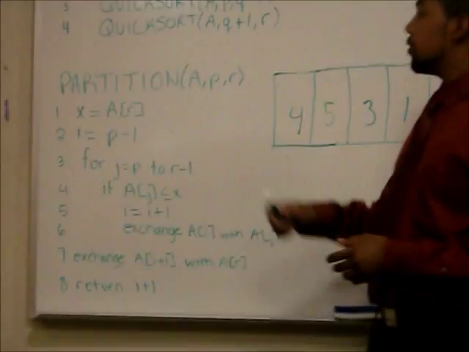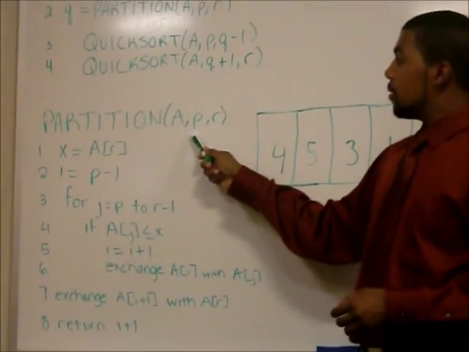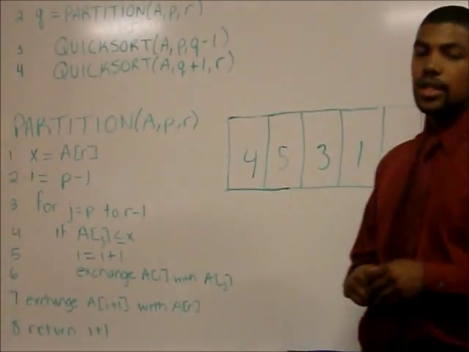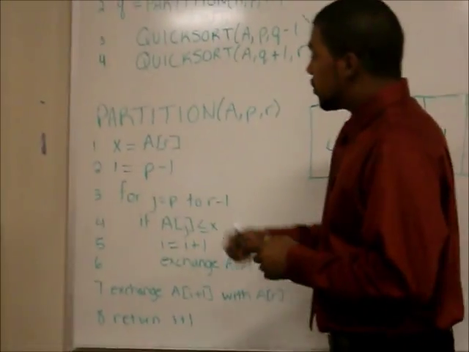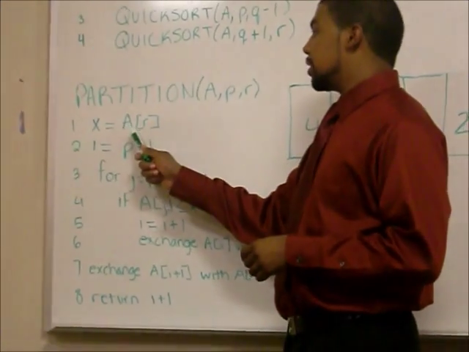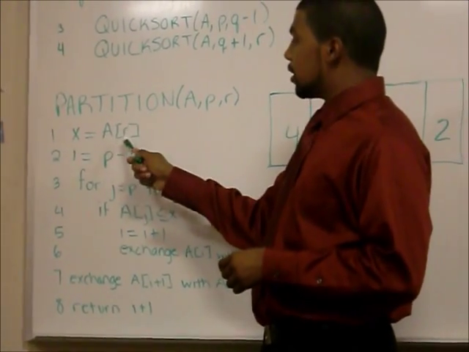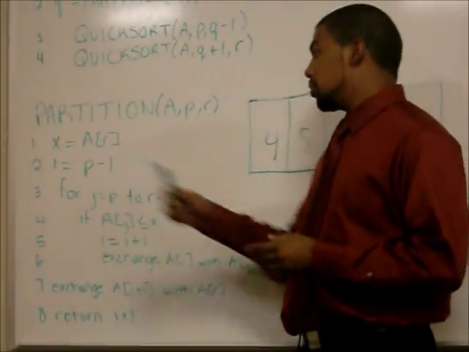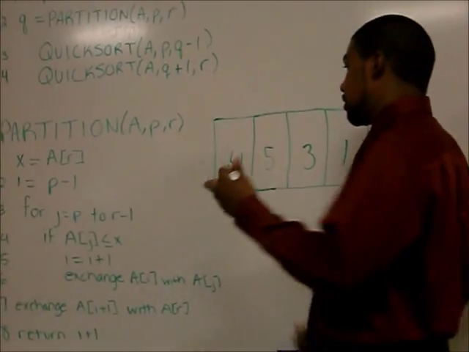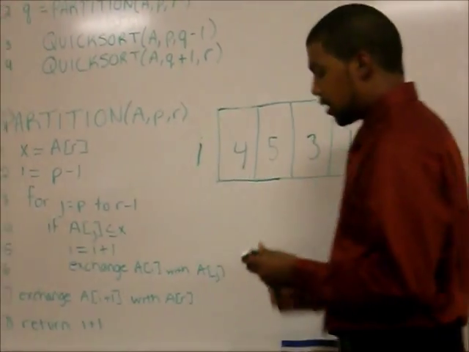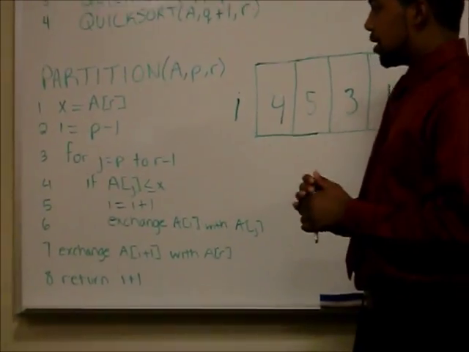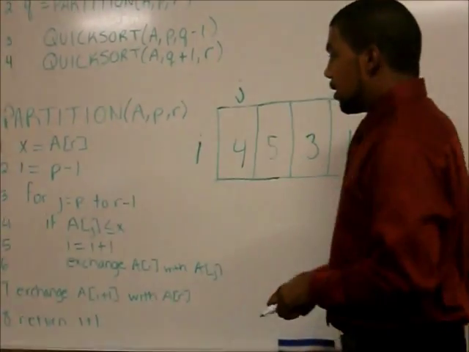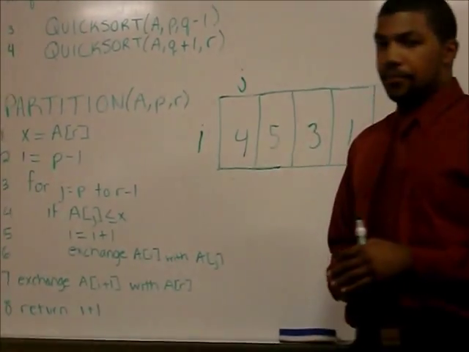In the partition method, you will pass the array, P, and R. P acts as the first position of the array, R acts as the last position of the array. You start with a variable and assign it equal to the last position of the array. Then you set another variable, I, equal to the position right before the first position of the array. Then you have a for loop which sets J equal to P, the first position of the array, and it's going to go to the last position of the array.